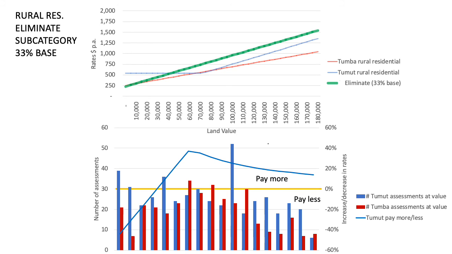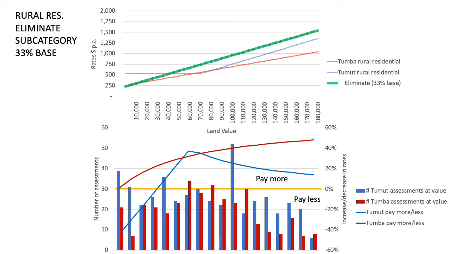If we then move on to look at Tumbarumba, we can see that there's still a considerable distribution of property values from the lower to the higher end. But it's this chart here that's the real worry. What this red line is showing us is that the increases at the higher end of property values in Tumbarumba would be around 45%. The increases are reasonably minimal down the lower end of property values because the base rate is lower.